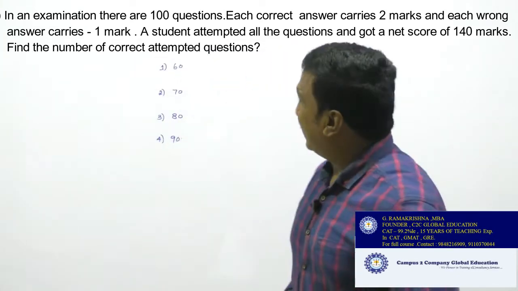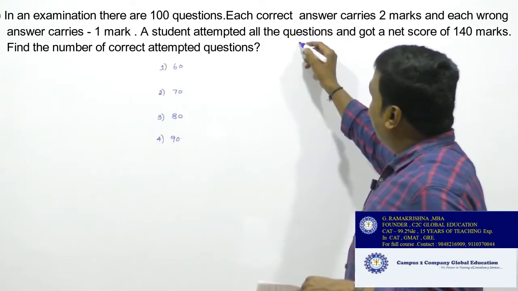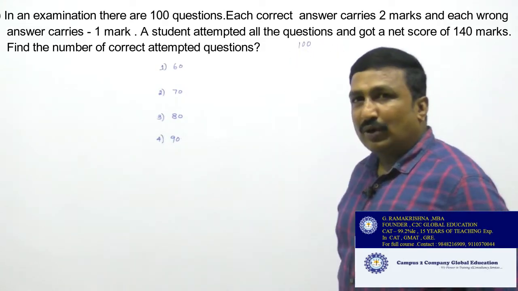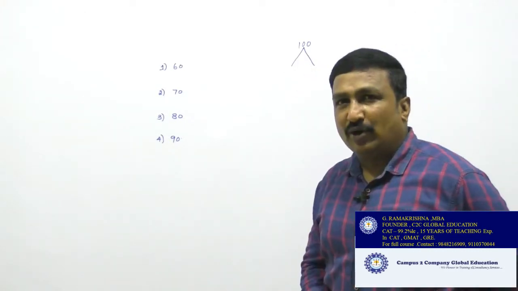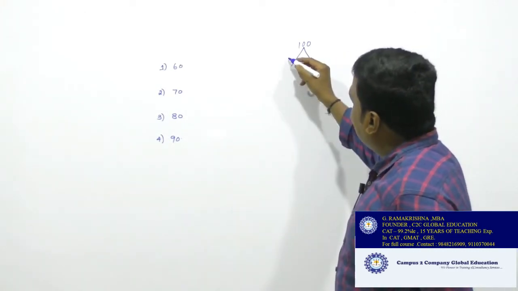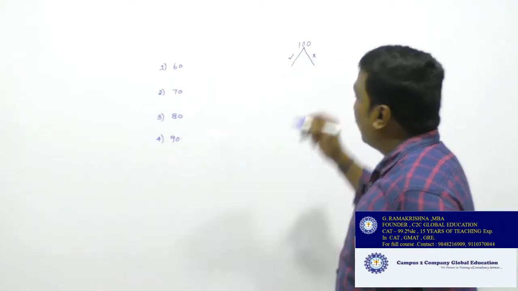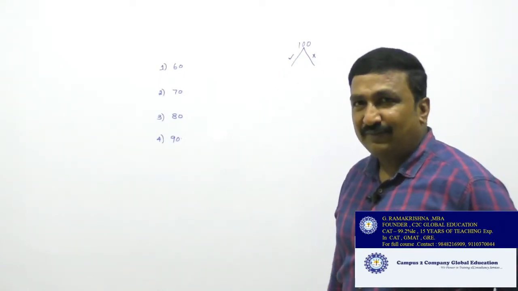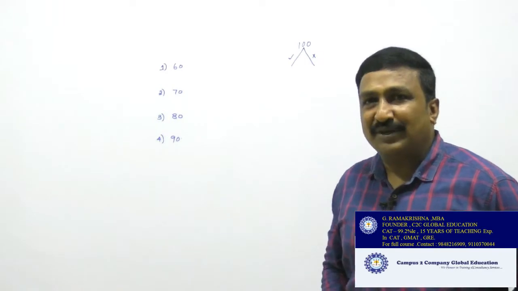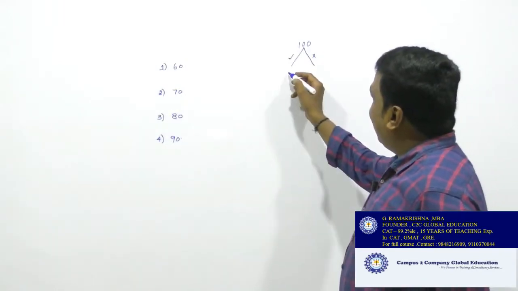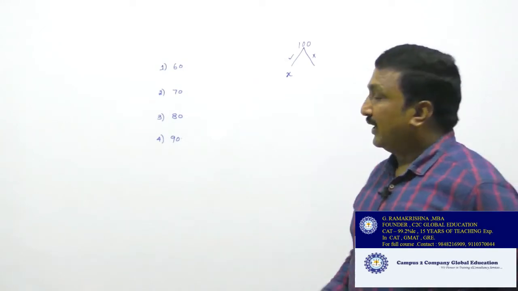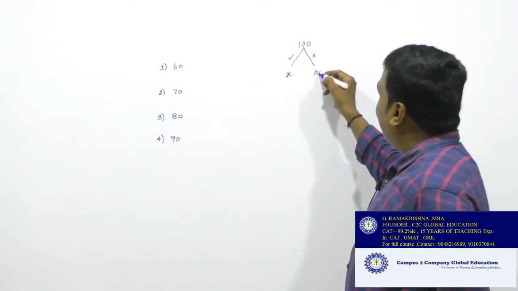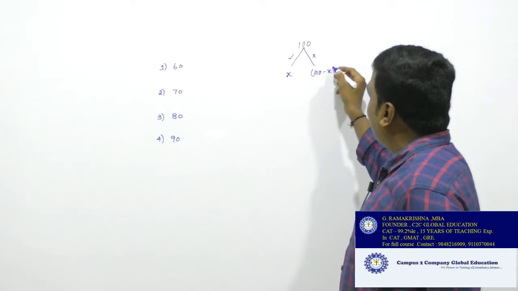The systematic method is, let us take, there are 100 questions. Out of 100 questions, there are two categories because the student attempted all the questions. One is the correctly attempted questions, second one is the wrongly attempted questions, right? So they are asking how many questions attempted correctly. Let us take he attempted X questions correctly. Then how many questions attempted wrongly? He attempted 100 minus X questions wrongly.